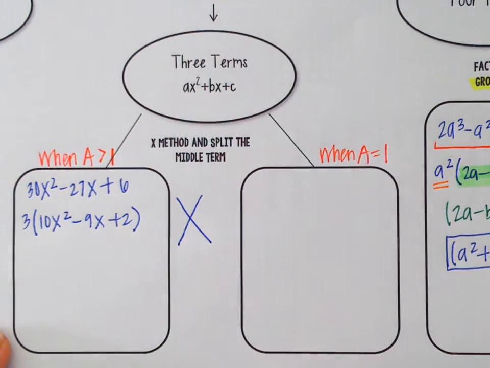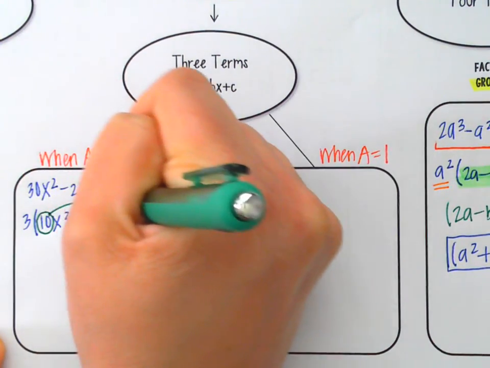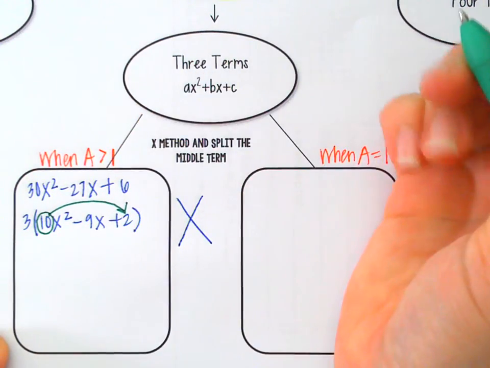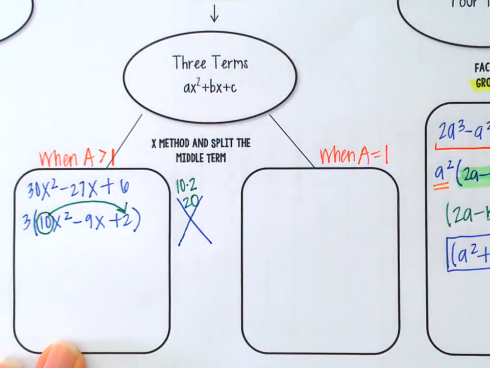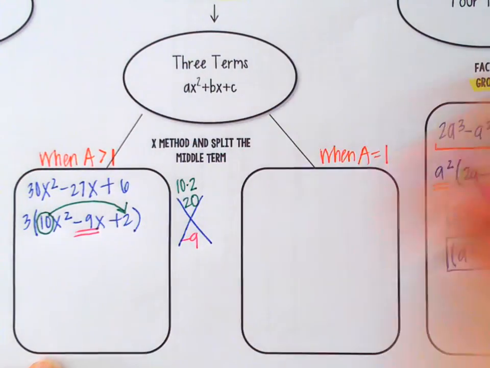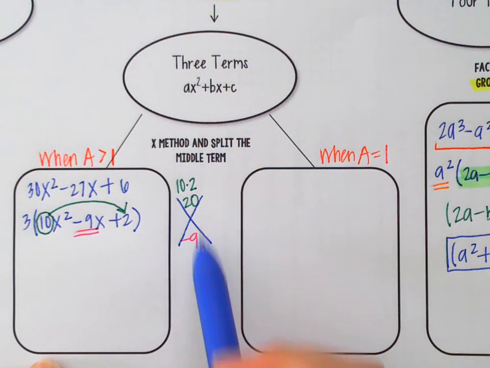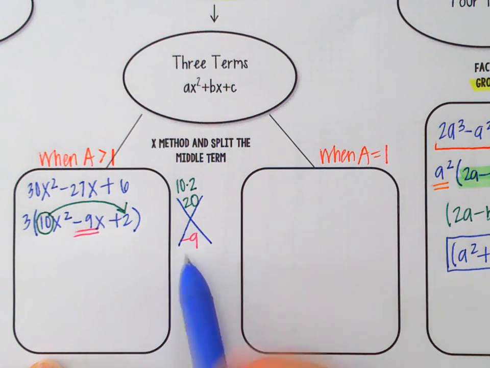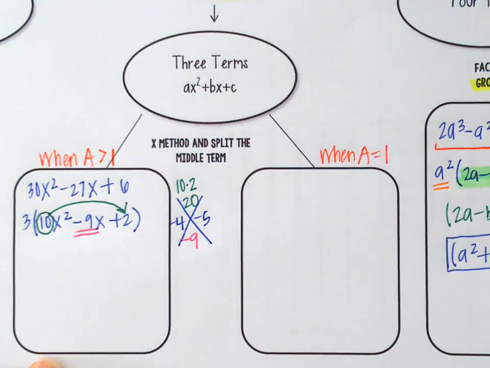And so then I use the x. Remember, on top is a times c, so 10 times 2, which is 20. And on bottom is my b term, negative 9. So I'm thinking, what two numbers multiply together to get me positive 20 and add to get me negative 9? That's going to be negative 4 and negative 5.